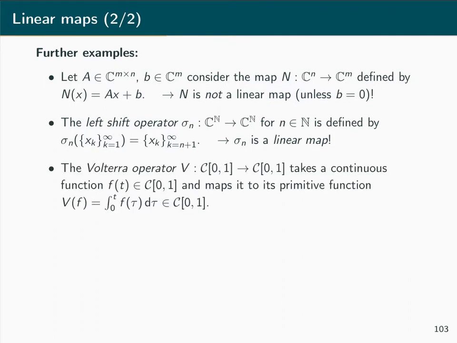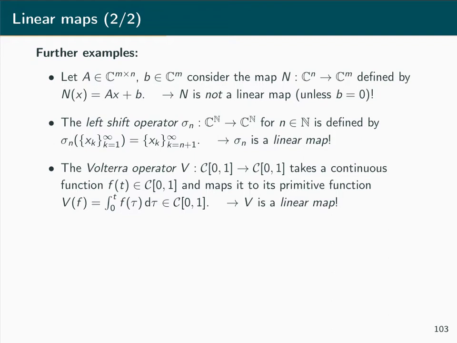The third example is the so-called Volterra operator that we denote with a capital V, and it maps from the space of continuous functions, for instance on the interval 0, 1, to the space of continuous functions on the interval 0, 1. What it does is it takes a continuous function, for example f of t, and maps it to its primitive function, so the integral from 0 to t of f of tau d tau. Now the question is again, is this a linear map? The answer is yes, V is a linear map.